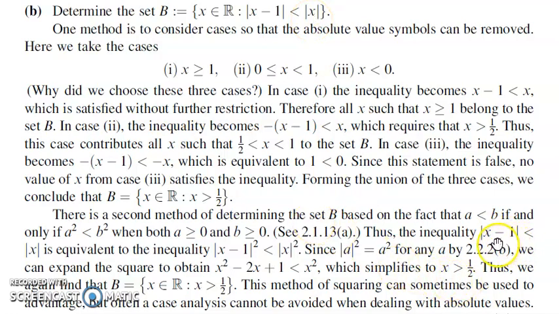So in order to find those elements which satisfy modulus of x minus 1 less than modulus of x, it is enough to find the elements which satisfy the inequality modulus of x minus 1 the whole square less than modulus of x square. We have already proved that modulus of a square is equal to a square. So modulus of x minus 1 the whole square is equal to x minus 1 the whole square, and modulus of x square is equal to x square. X minus 1 the whole square, by simplifying, we get x square minus 2x plus 1. Modulus of x square, by simplifying, we get x square.